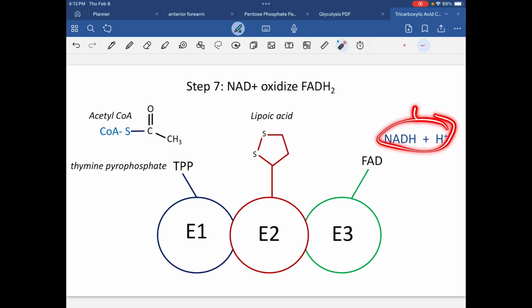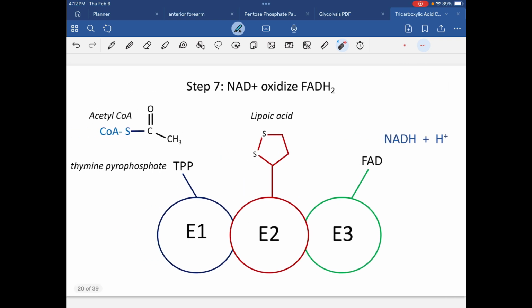These are going to go to the electron transport chain. Remember in my last video, I told you anytime you see NADH, NADPH, or FADH2, those are all what we consider our electron carriers. They're going to be vital in the electron transport chain that we're going to learn at the end of this week.